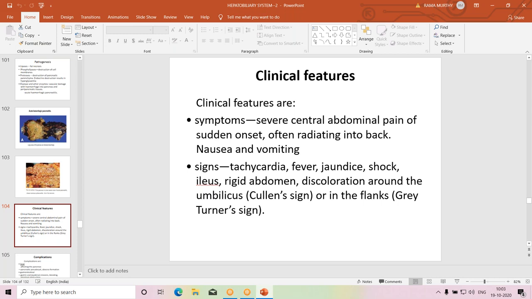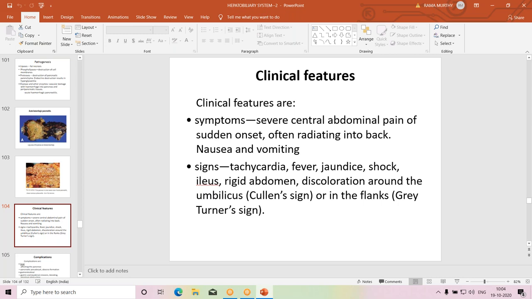And on clinical examination, you will find tachycardia, fever, sometimes jaundice, and shock. The patient may be in a state of shock, hypotension, and ileus, with a rigid, boat-like abdomen. Reddish discoloration around the umbilicus is called Cullen's sign, and reddish discoloration in the flanks may be seen, that is called Grey Turner's sign. So these are the signs and symptoms of acute hemorrhagic pancreatitis.